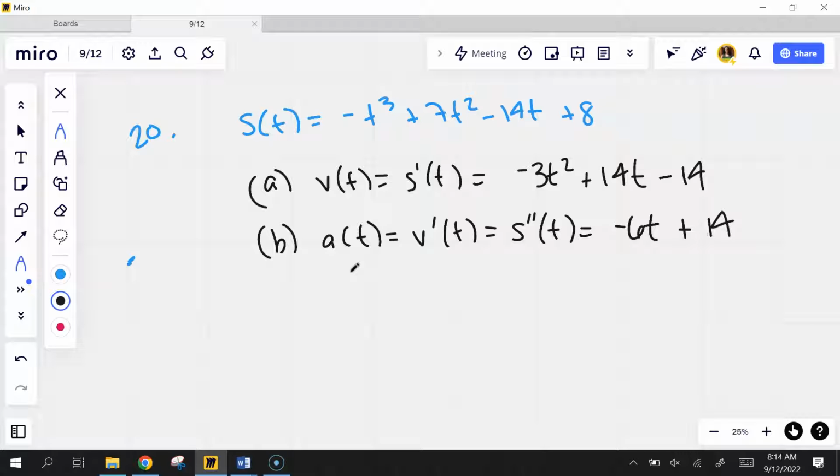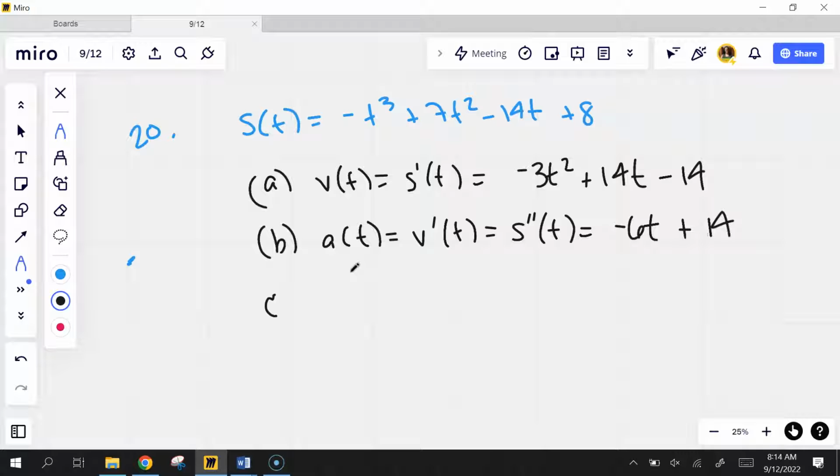Then part C says, when is the particle at rest? I feel like this is on your blue sheet, I'm not sure. If you have to use it to reference right now, it's A-okay, because you'll do it so many times you'll get used to it. When is the particle at rest? When velocity equals 0, v of t equals 0.